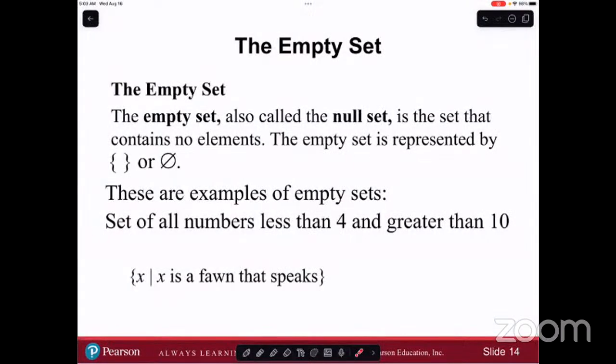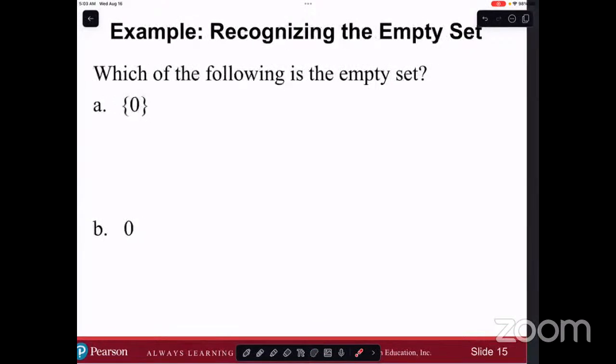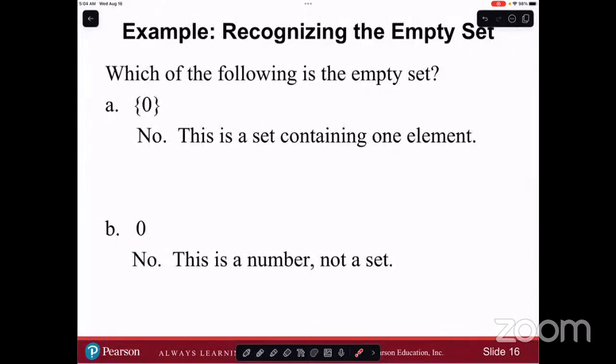Okay. So which of the following is the empty set? Well, no. For part A, it contains the element 0, so it's not part A. Part B is just the number 0. That's not an empty set, so it's not that one. This is the set containing one element. This is a number, not a set, right?